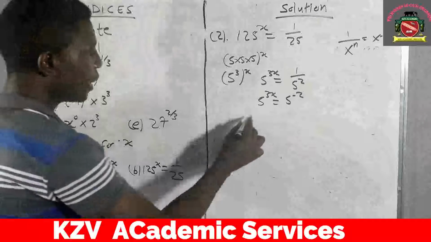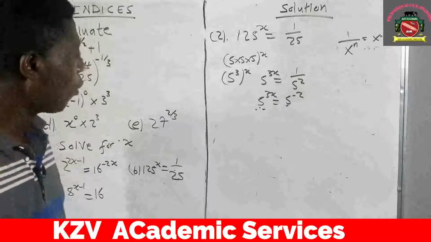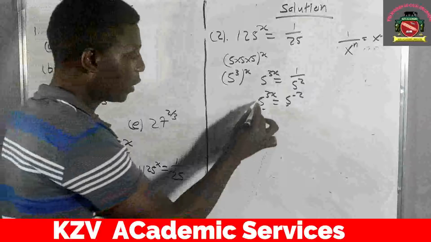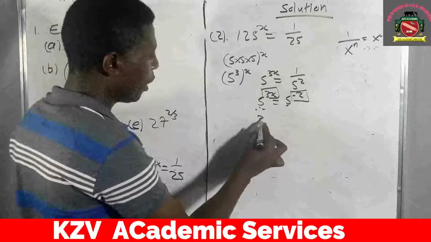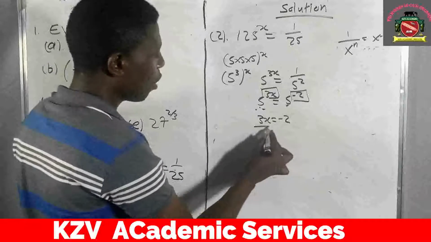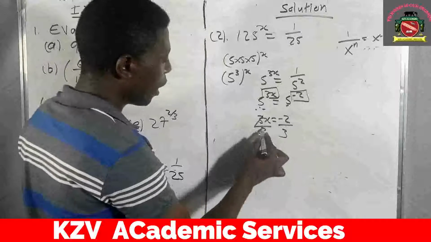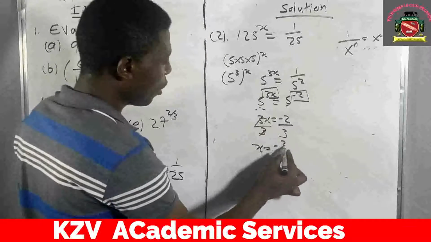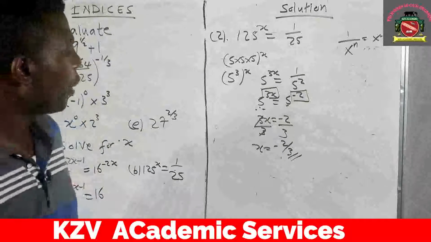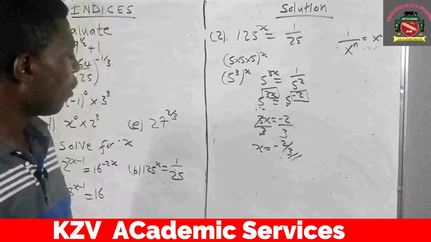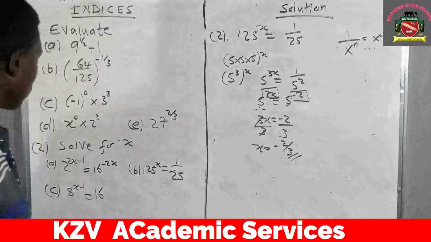Meaning that the bases are the same. So when the bases are the same, what do I do? You just equate the powers. So here I have 3x is equal to negative 2. Then I divide both sides by 3, so I have x is equal to negative 2 over 3. You have solved this one. So basically, this is how we solve this one.